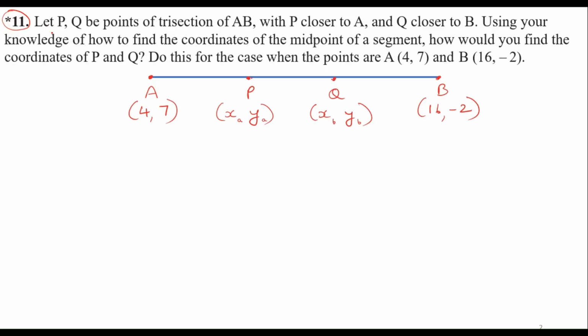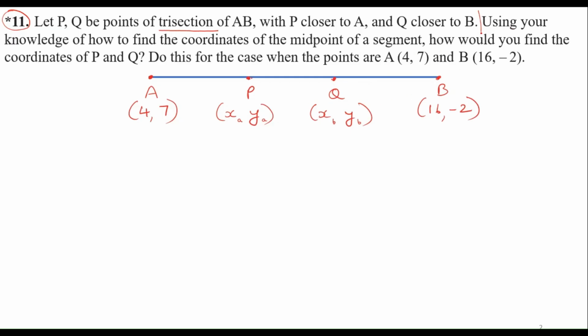So the question says let P and Q be the points of trisection of AB. When they say trisection, it means three equal parts. So this is one part, two parts and the third part, with P closer to A and Q closer to B. So like that I have drawn this.